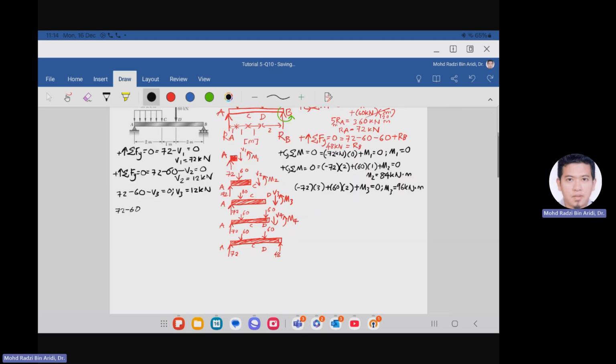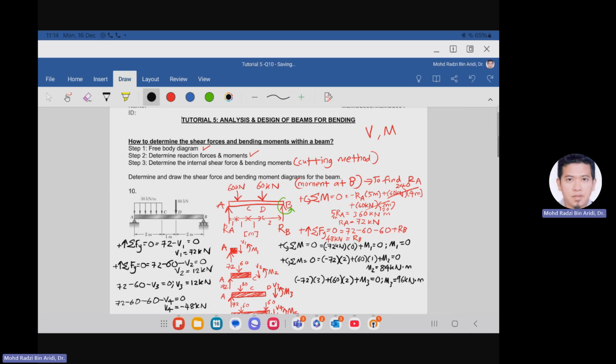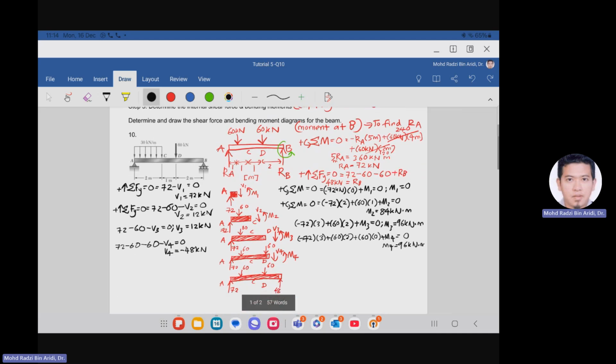For the fourth cut, we have V4 equals negative 48 kilonewton. And then for the moment, we have M4 equals 96 kilonewton meter, same as M3. As you can see here, for the M4, after D, the distance will be 0, that's why 60 times 0. So that's why we have the same result for M3 and M4.